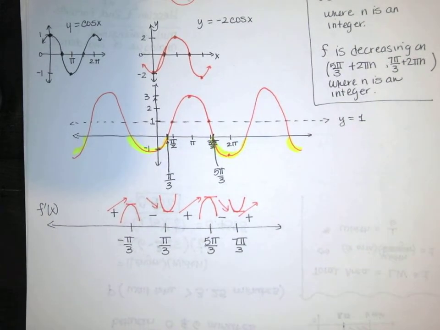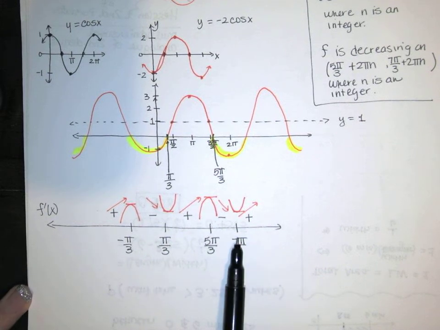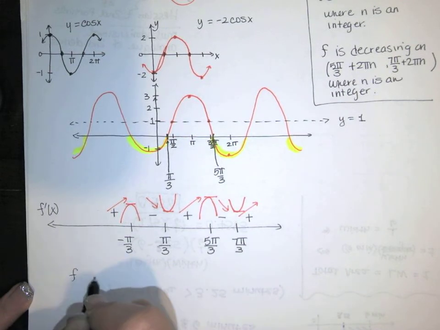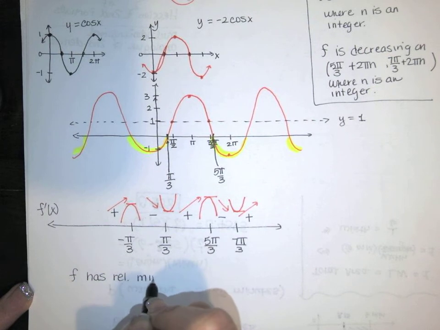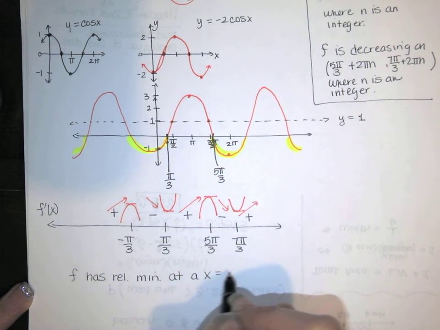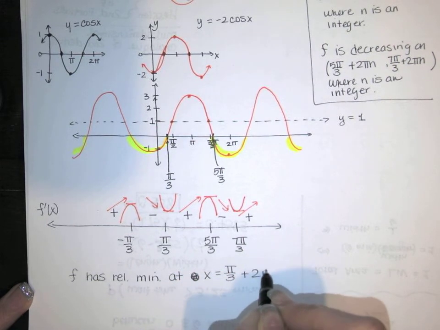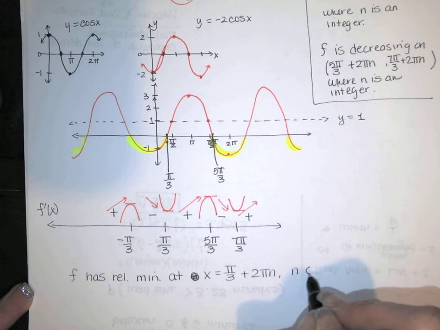You're like, okay, well, how do we describe them all again? Well, it looks like the minima occur at pi over 3 and 7 pi over 3, and then the next one when you add 2 pi to that, and so on. So we'll say f has relative minima at x equals pi over 3 plus 2 pi n, where n is an integer.